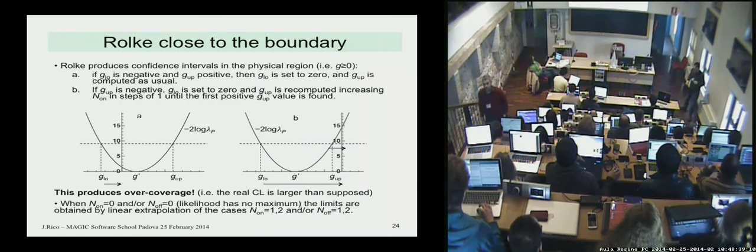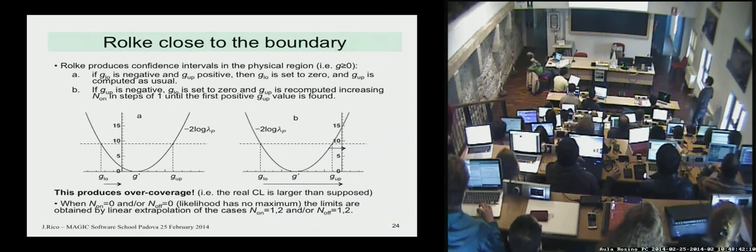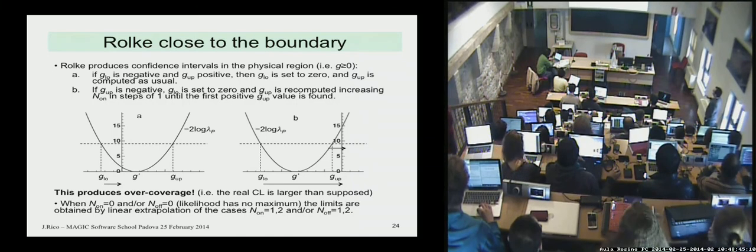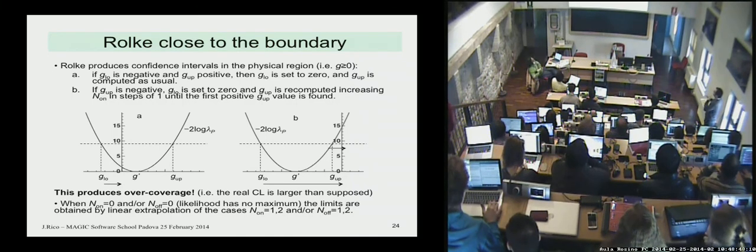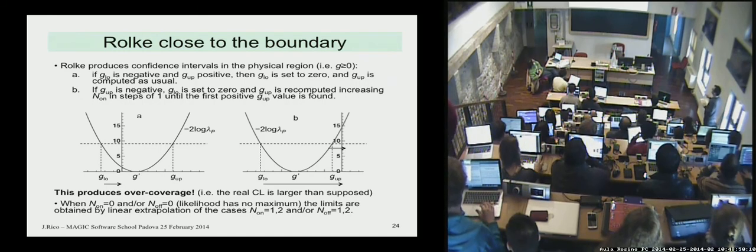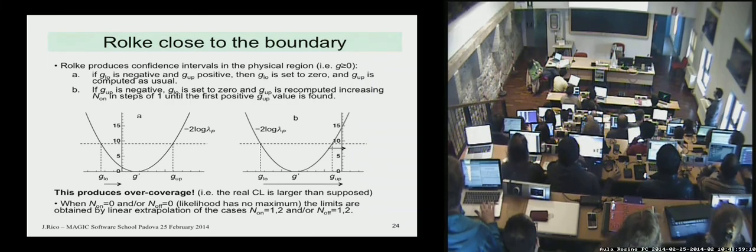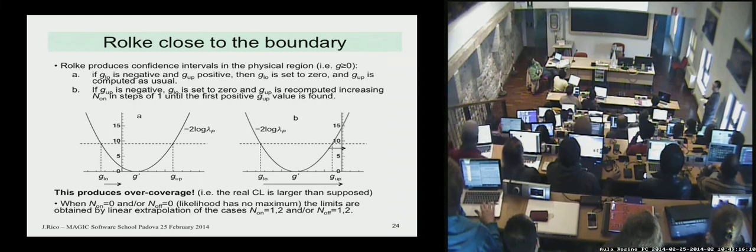Now, what does Rolke do? You will see what kind of tricks Rolke does. It's really funny. So Rolke says, okay, I'm going to produce confidence intervals always in the physical region. So that means G equal or greater than 0. Now, if G low is negative, like in this case, this is the point where G is equal to 0. So now, G low is negative, and G prime can be negative or positive, it doesn't matter. But G up is positive. What it does is say, okay, I move G low to 0, and that's it. And G up, since it's positive, I keep it.